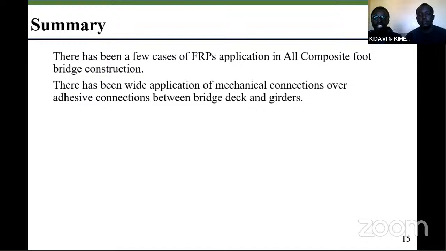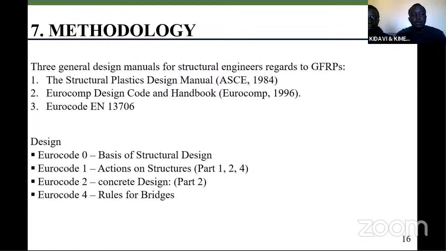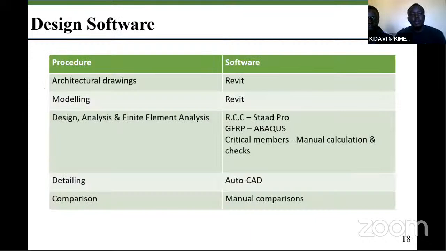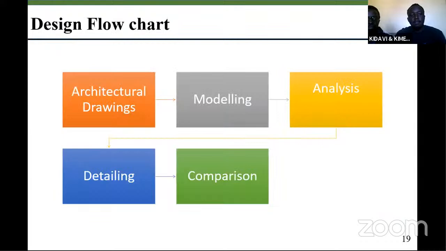So, to the methodology, we are going to do design. These are the manuals and design codes that we're going to use. After the design step, our first step was to do architectural drawings and modeling. The second phase is analysis. The third phase is structural design and detailing. And the last phase is comparison. These are the softwares that we're going to use. And this is the design flowchart: the architectural drawings, modeling, analysis, detailing, and the comparison.